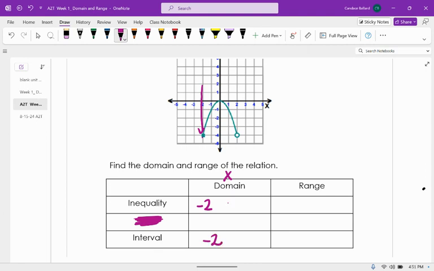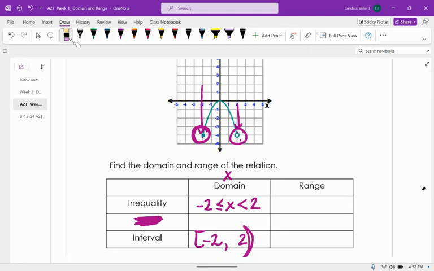I know it's x's, so I'm going to write an x in the middle. And I notice that this first value here is closed because it's a closed dot. So for inequality notation, I write less than or equal to. And for interval notation, I write a bracket. Then I know that this next value is at 2. I notice that it's an open circle. So I know that that's open, which means I use a less than and I use a parenthesis.